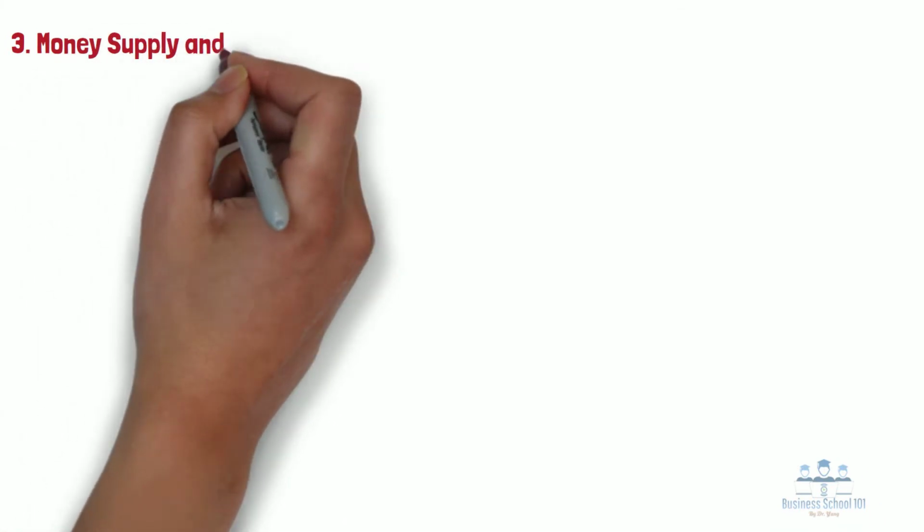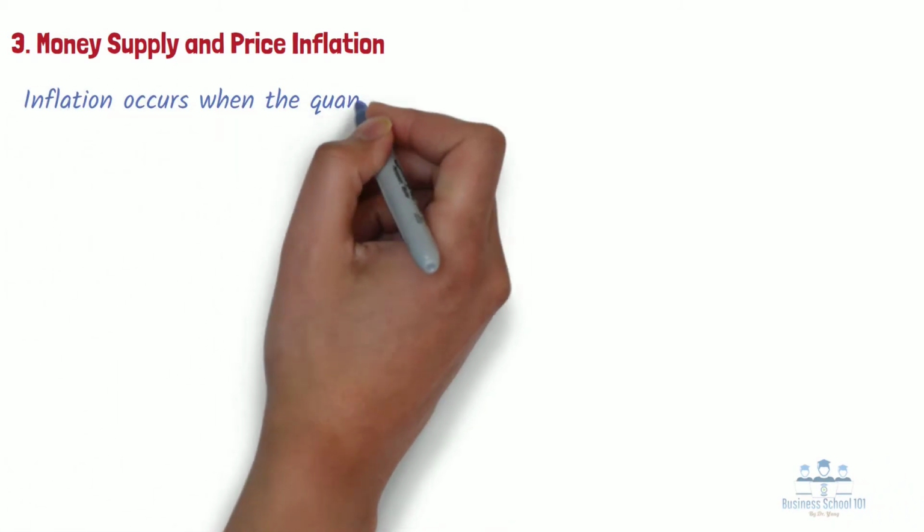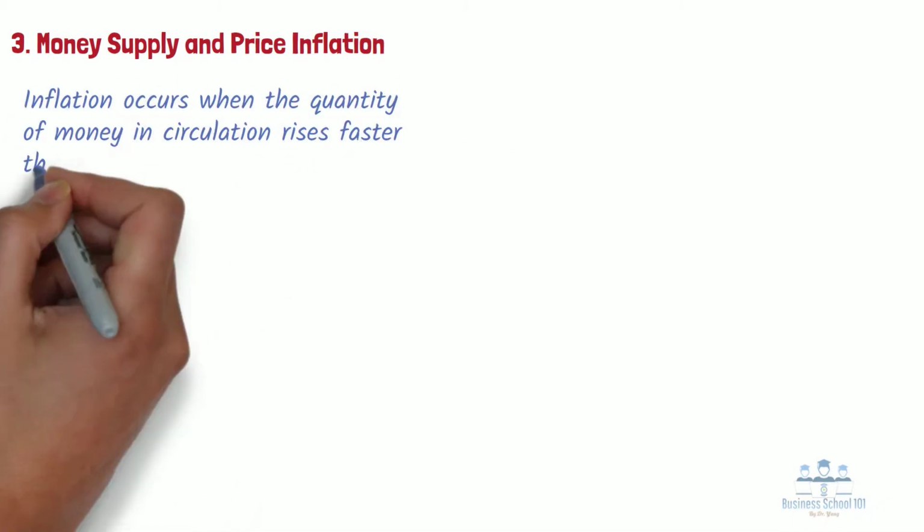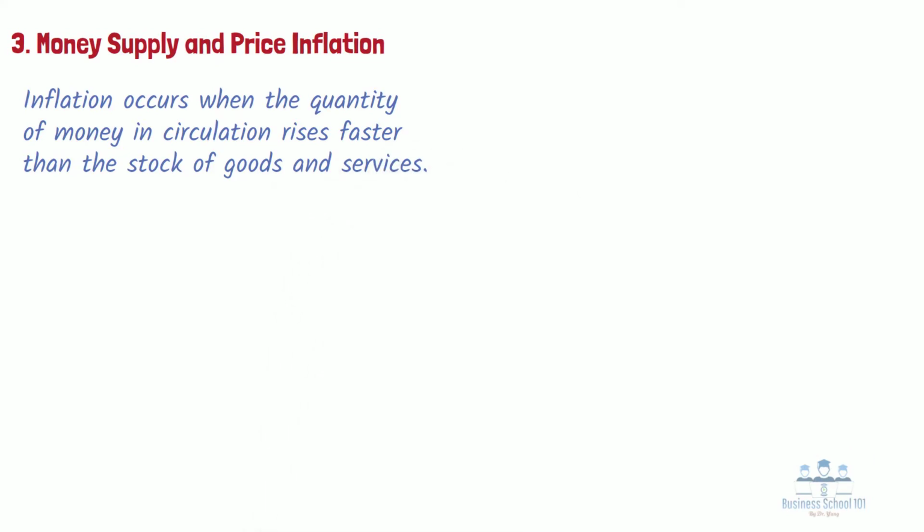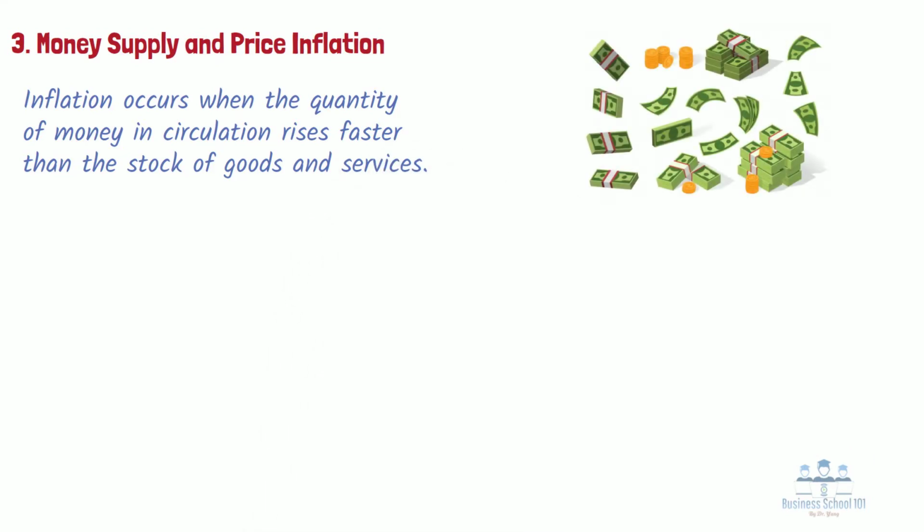Third, money supply and price inflation. Inflation is a monetary phenomenon. It occurs when the quantity of money in circulation rises faster than the stock of goods and services, that is, when the money supply increases faster than output increases.